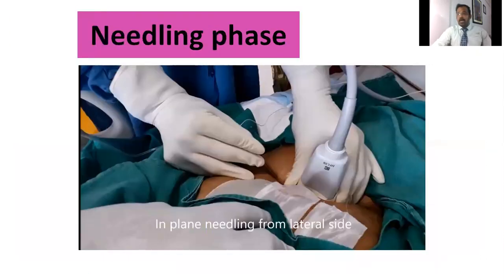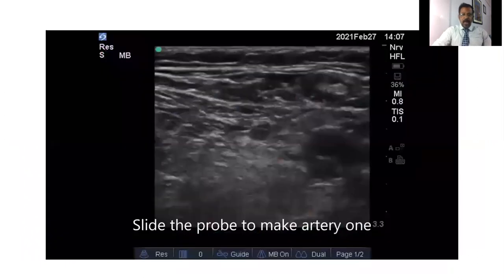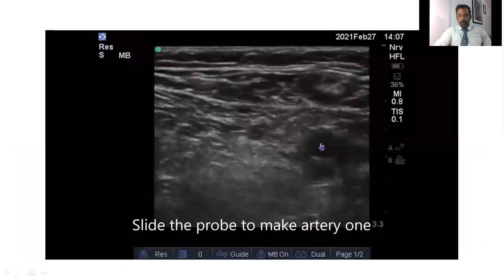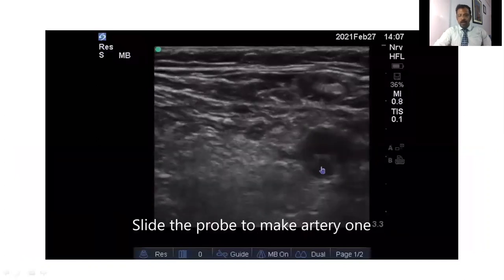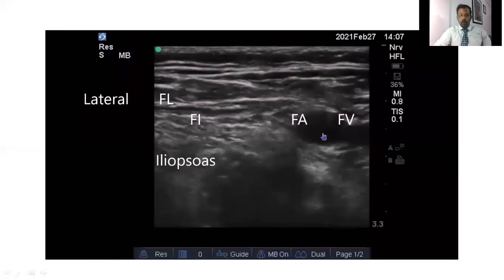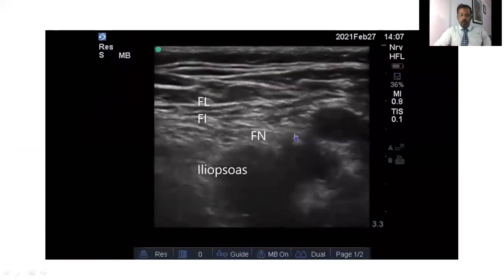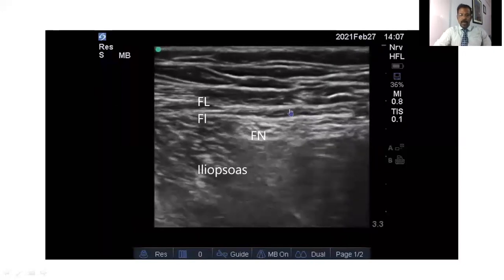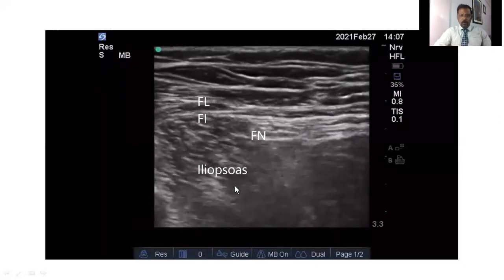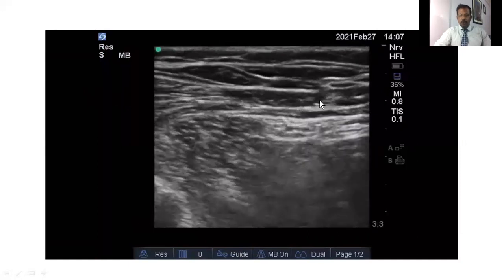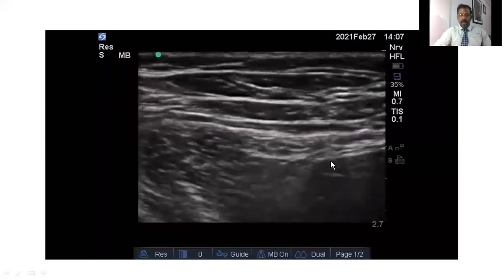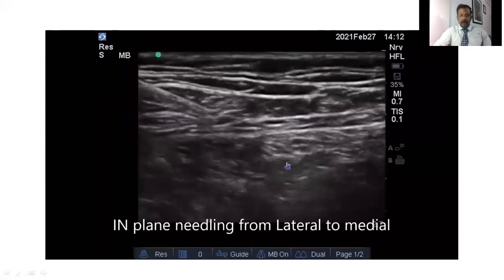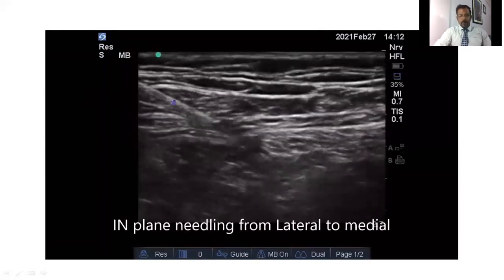We do in-plane needling from the lateral side, and as I put my probe, you can see I will make the artery one. Here I am seeing two arteries. Now I have made one artery. I am sliding my probe laterally. This is your fascia iliaca. This is fascia lata. This is the iliopsoas muscle. And sitting in the superior medial quadrant of the iliacus muscle below the fascia iliaca is your femoral nerve, the flat femoral nerve. I do an in-plane needling from the lateral side.